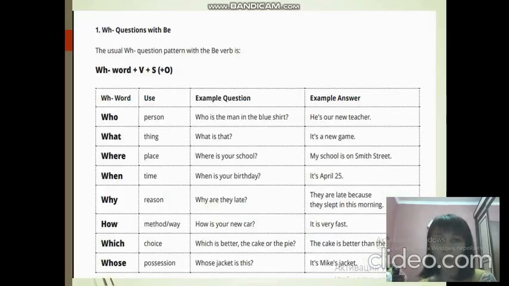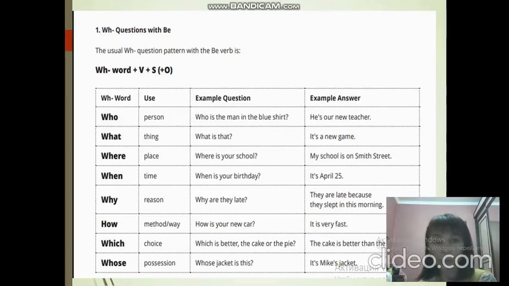WH questions with be. The usual WH question pattern with the be verb is WH word plus verb plus subject. Who: you use for person. Example question: who is the man in the blue shirt? Example answer: he is our new teacher.